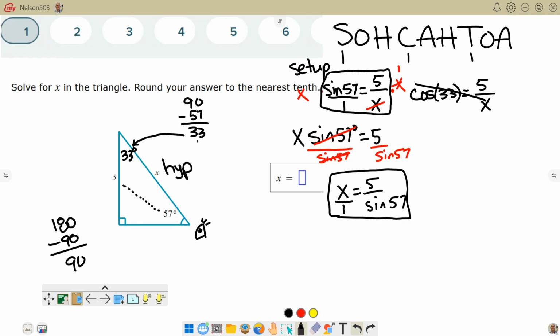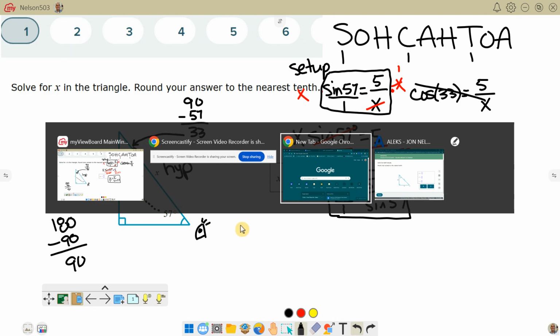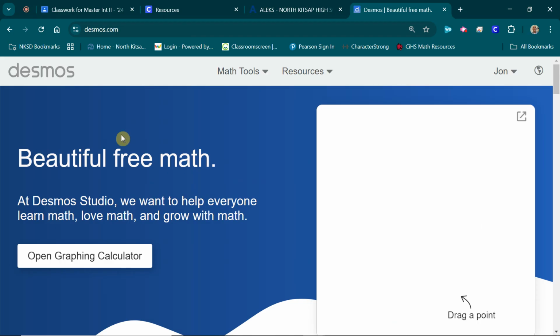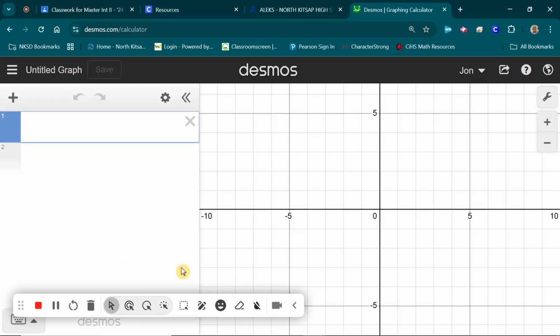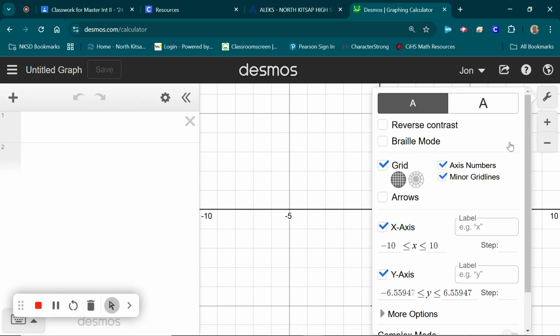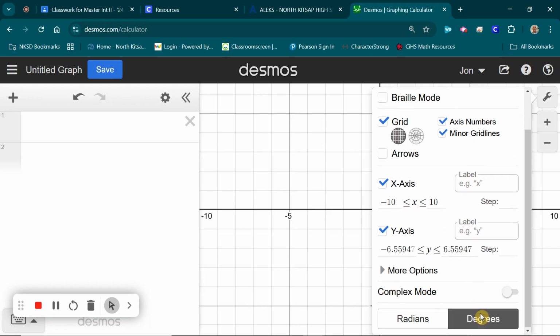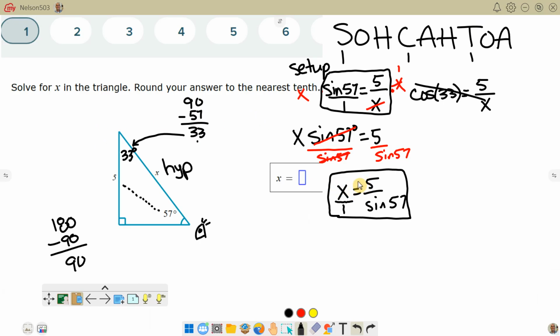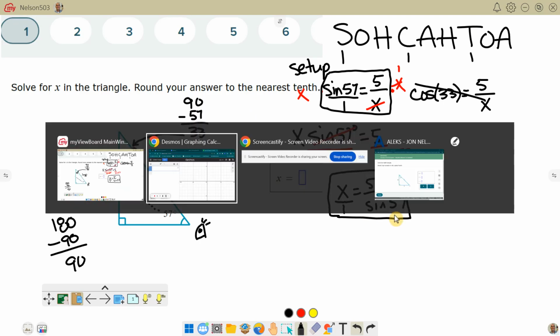So I'm jumping over to Desmos right now. I need you to do the same thing. Open up a Desmos for me. And we're going to, first thing off, change to degree mode. Maybe there's a way to set the default to degree mode, but I don't know what it is. And let's look at what our final equation is, 5 over sine 57.